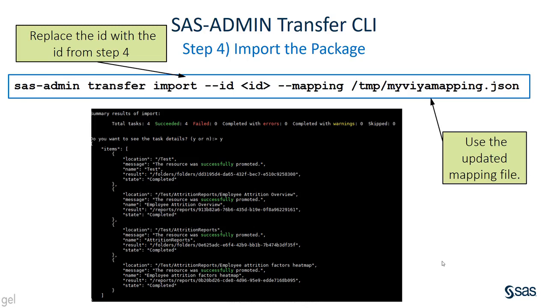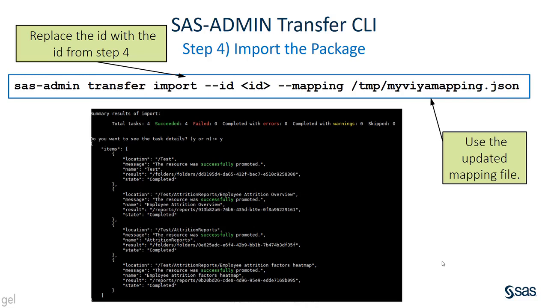And then go to the import, go to SAS admin, do a transfer import, pass it the ID from the previous step, the upload step. I got an ID, and then pass it the mapping file. That's going to import the JSON package to the environment. It's going to map the resources based on what you had in the mapping file, and you should see your reports and your folders and all that appear in the Viya environment. Make sense?